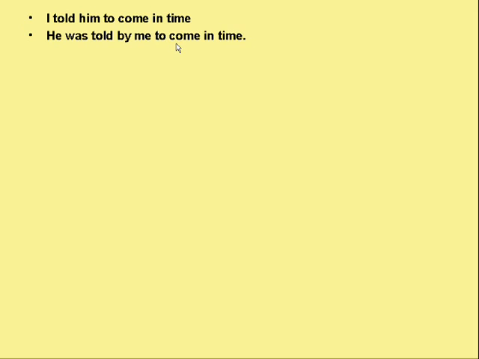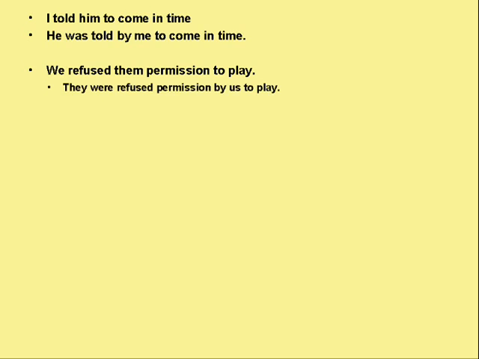One more example. We refused them permission to play. So we is the subject in the active voice. So we changes to us. Them is the object in the active voice. Them changes to they. And now when the sentence is changing from active voice into passive voice, the sentence will be: they were refused permission by us to play.